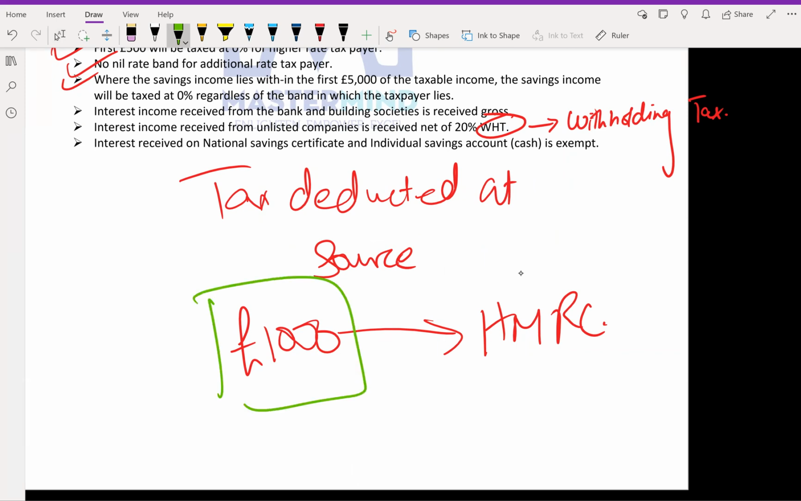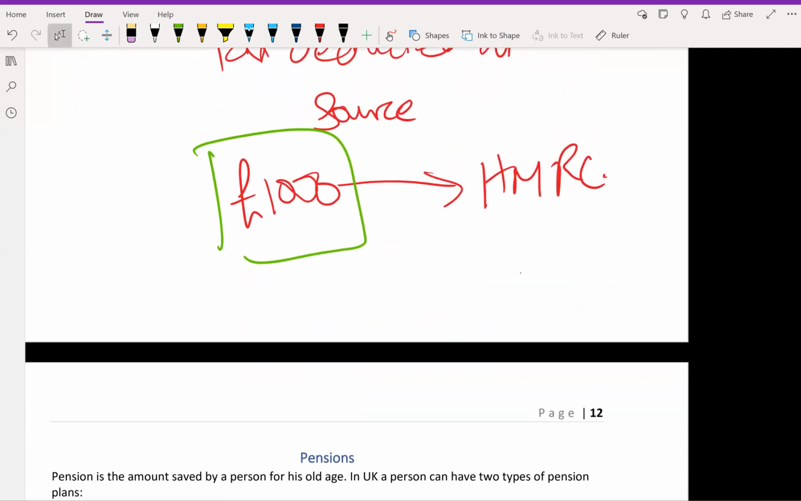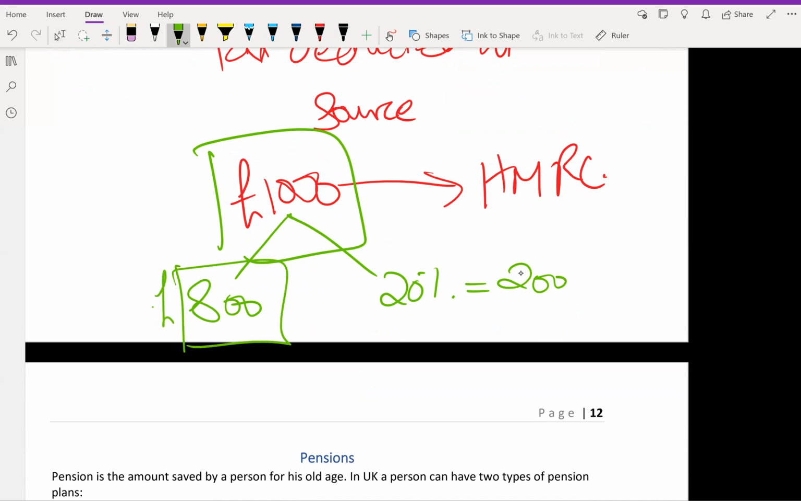in this case, when there was no tax deduction at source, you received 1,000 pounds in your pocket. You told HMRC that you've earned 1,000 pounds and they asked for 20% tax on it, for example. But when it's tax deduction at source, they won't let you keep 1,000 pounds in your pocket. They'll deduct 20% from it first, and the remaining amount can go in your pockets. That's tax deduction at source.